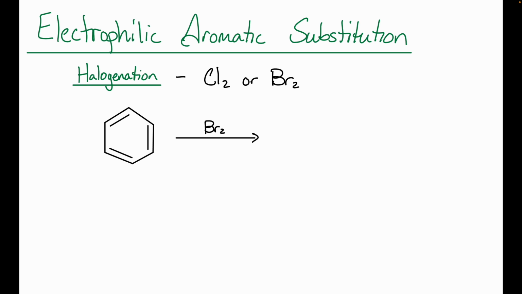Okay, everybody take a second. What would my product be here? What do we assume is going to be our product? Again, we've got to have our benzene ring. We're not going to ruin our benzene ring in the process. All we're going to do is replace that hydrogen with that halogen, so in this case, my bromine.